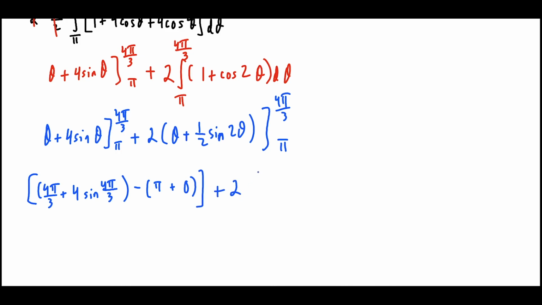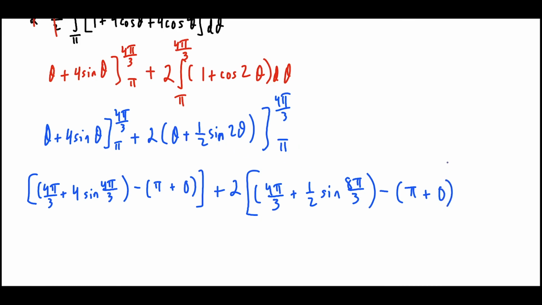And now we got plus 2 times, and we're plugging in 4 pi over 3 for this theta, plus 1/2 sine, and we're going to have 8 pi over 3. And now minus, when we plug in pi, we're going to have pi plus, and half of sine 2 pi is just going to give us 0. So we at least have a few things simplifying.